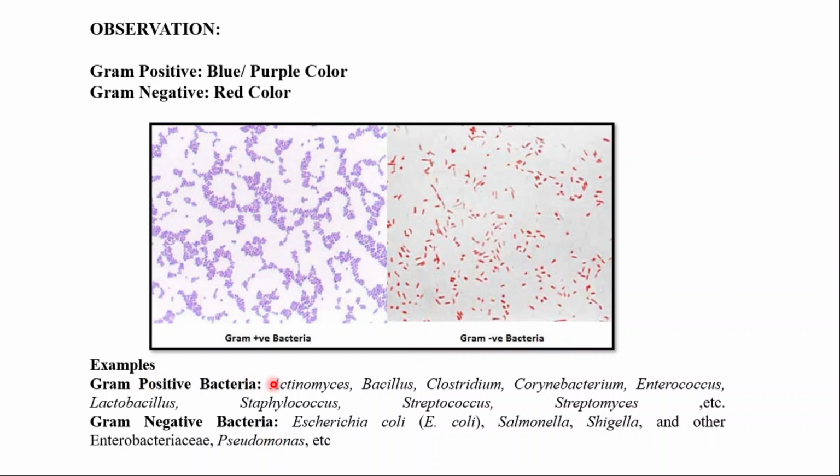Here are some examples of gram positive and gram negative bacteria. Gram positive bacteria are Actinomyces, Bacillus, Clostridium, cyanobacteria, Enterococcus, Lactobacillus, Staphylococcus, Streptococcus, Streptomyces, etc. Then gram negative bacteria: Escherichia coli, so it is E. coli, Salmonella, Shigella, other Enterobacteriaceae, and Pseudomonas species. These are all the bacterial species, positive and negative. These are asked in the viva at the time of the practical examination. That's why I have given you some examples of gram positive and gram negative bacteria here.